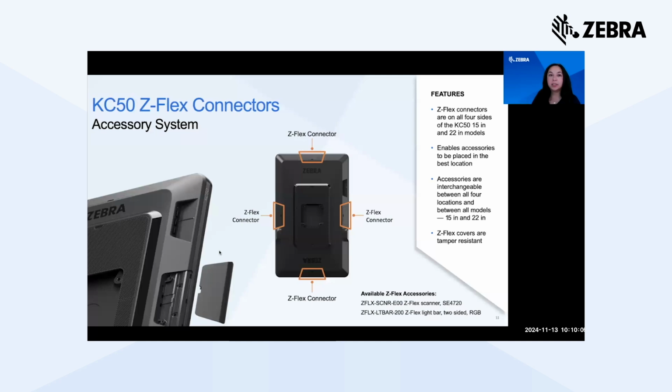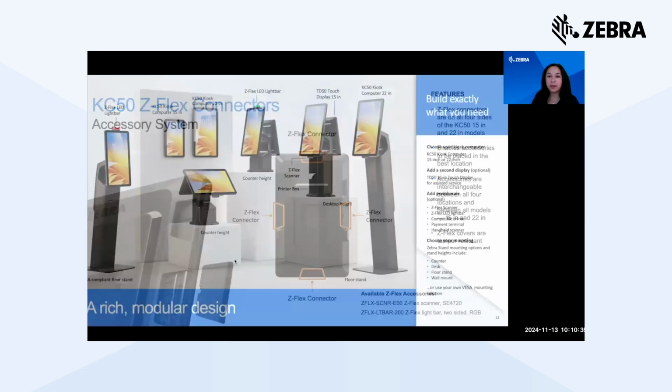Because each one of the edges of the display has the option to connect these accessories, we can have configurations where in a portrait orientation we have a scanner on the bottom and a light bar on top, or if we have it in a landscape orientation, we can have a scanner on the side, or whatever configuration may be required for the application that we're targeting. We're going to go through some more details on how to integrate those types of accessories when they are connected to the KC50 display. Let's go to the next slide, please.